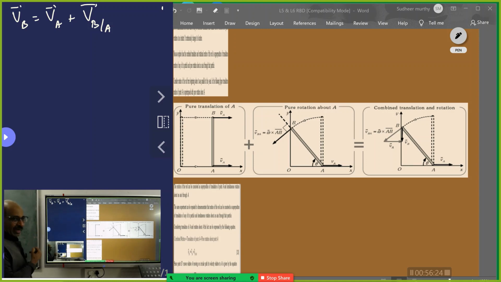So why I am taking this example is that this equation we do not always have to write with respect to the center of mass. We don't have to write it that way.